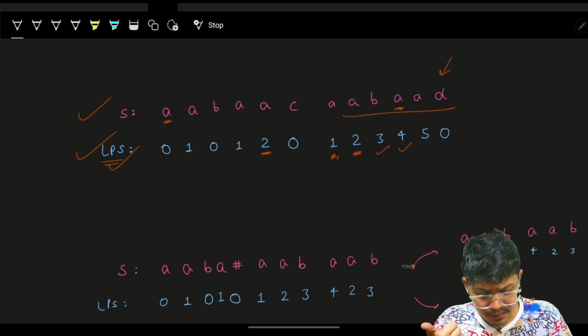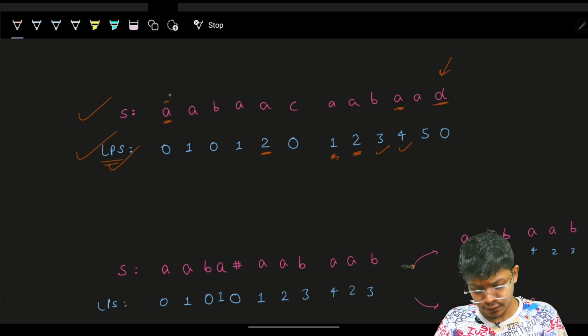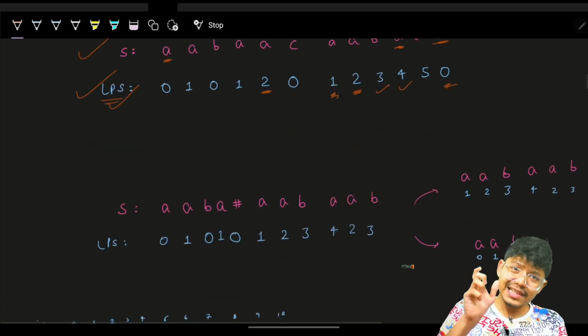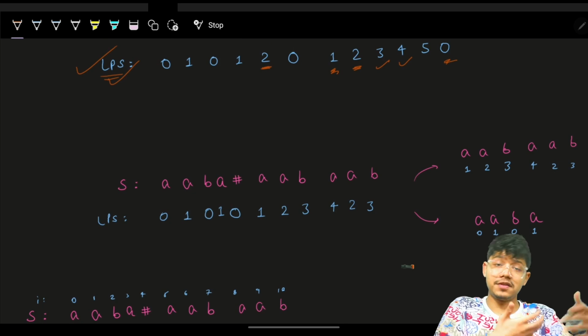Then I'll try for having a D. I'll try everything, but nothing will work. D itself cannot work here. So for sure, length is 0, which is matching. This is what it means by longest prefix which matches suffix.